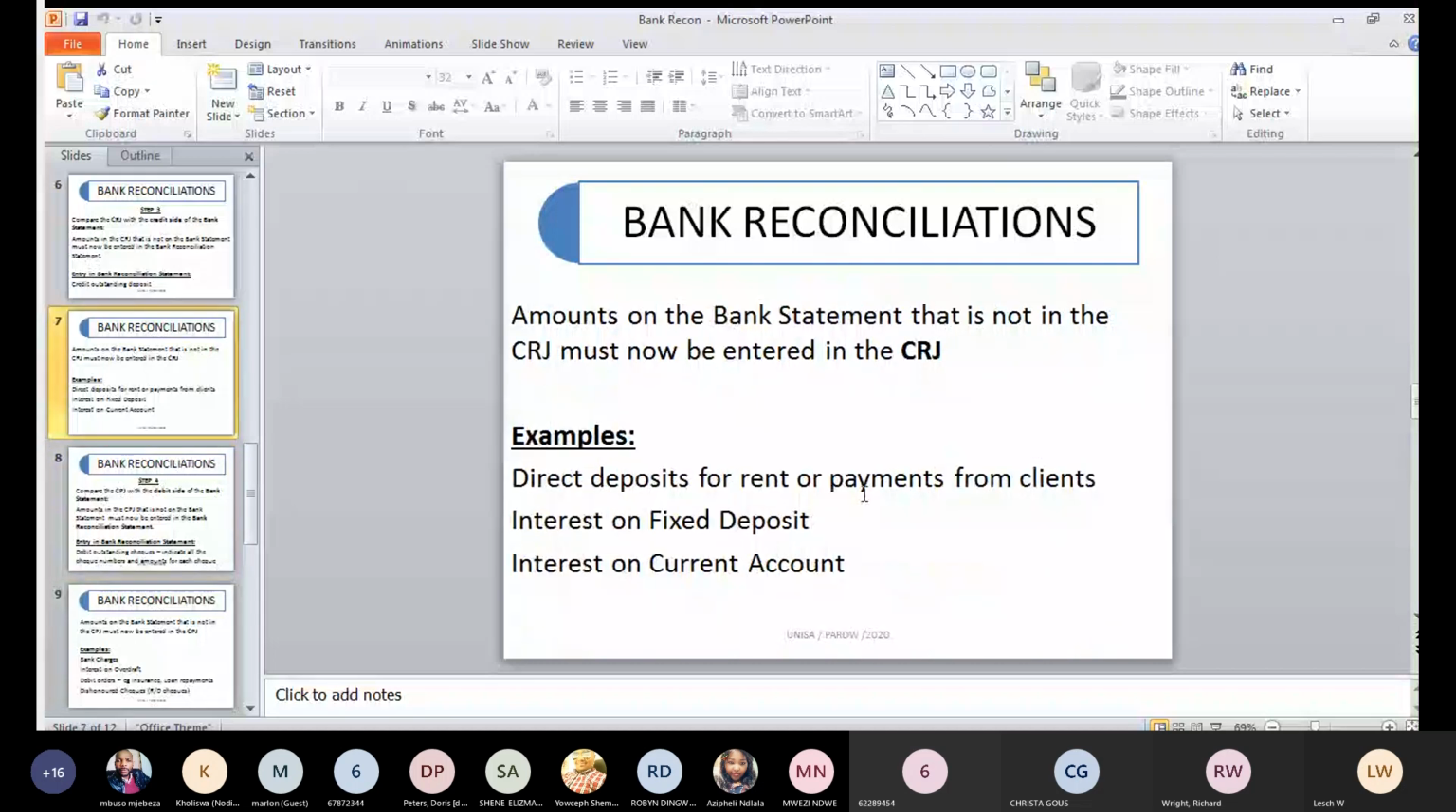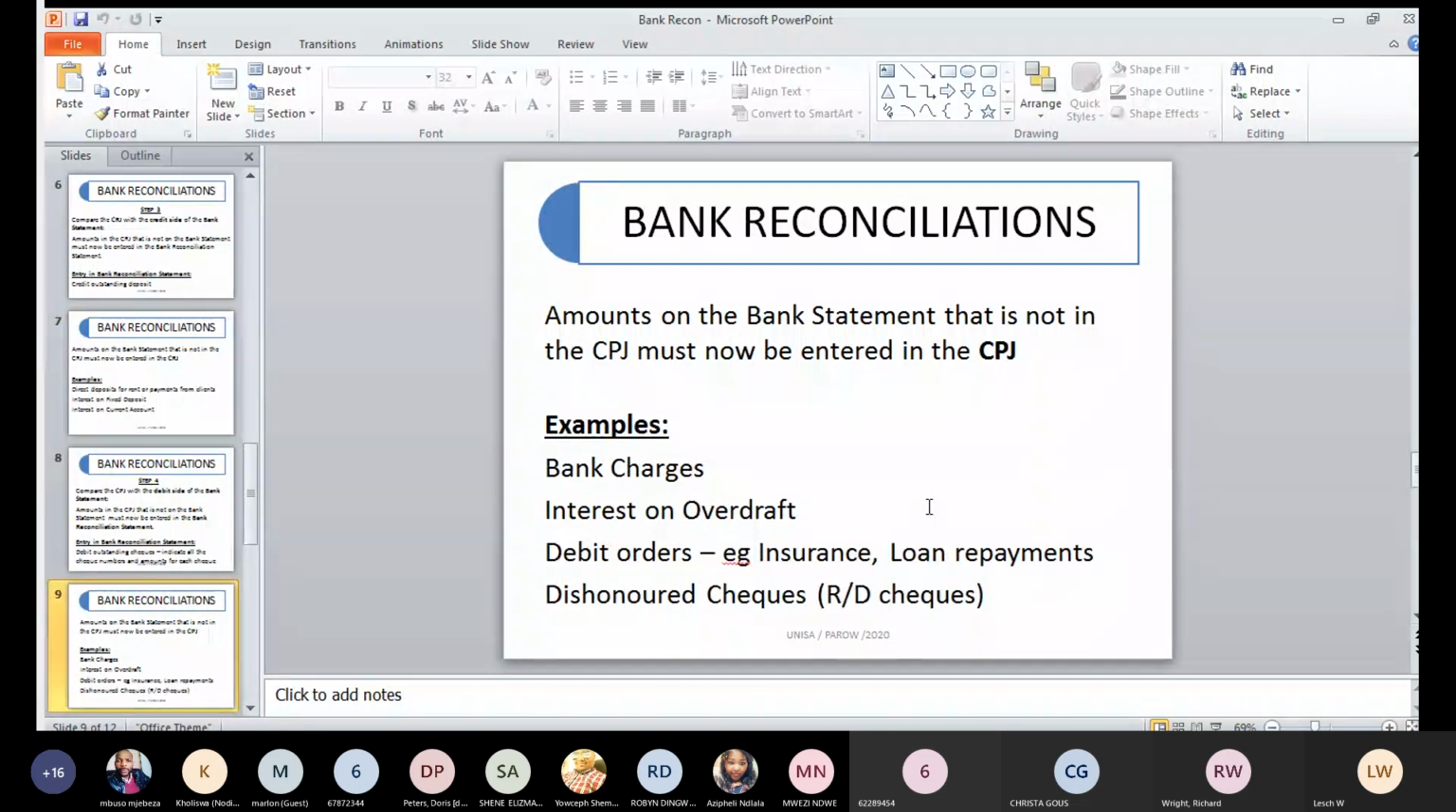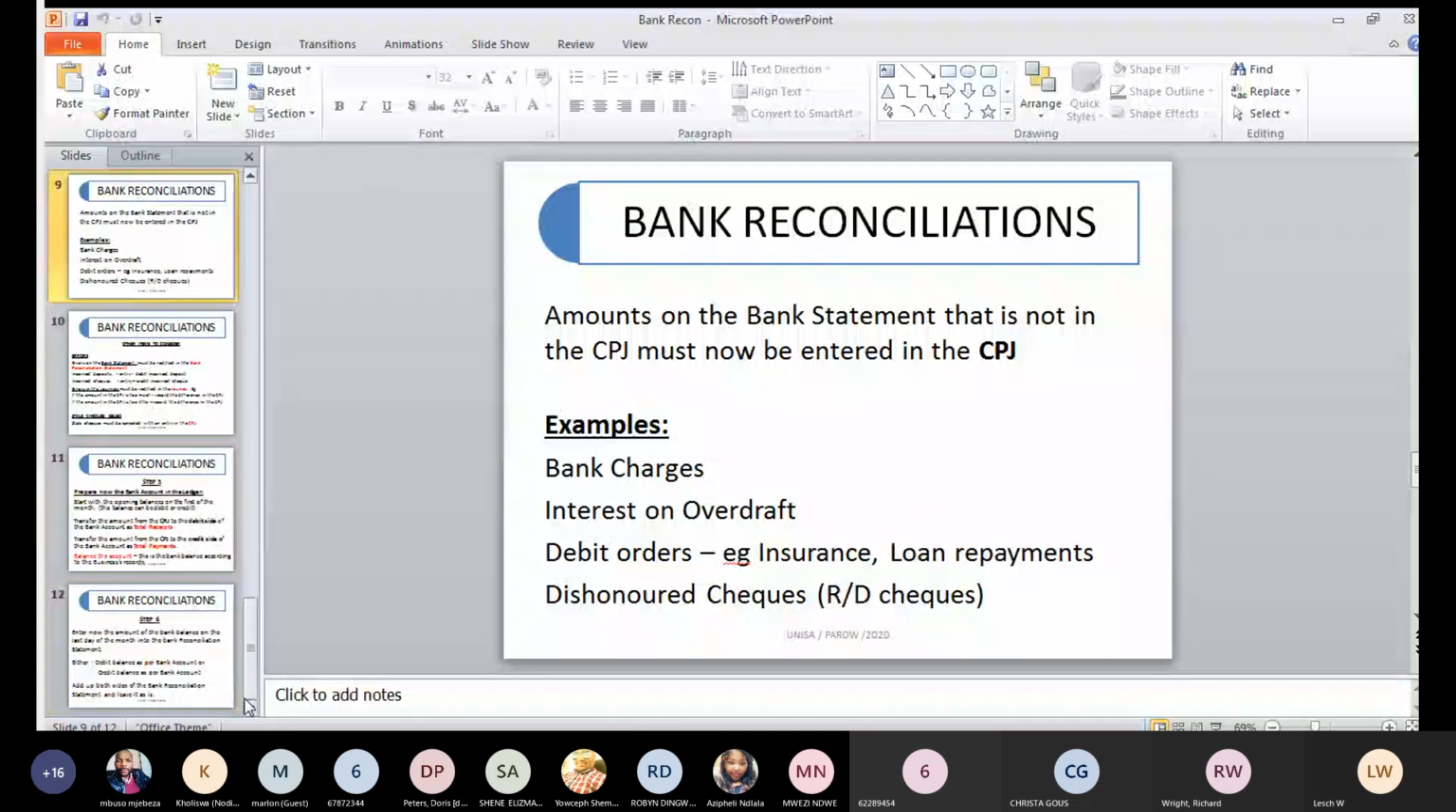Still busy with step number 4. If you now come across any amounts on the bank statement that are not yet in your cash payments journal, you will now record that into your cash payments journal.